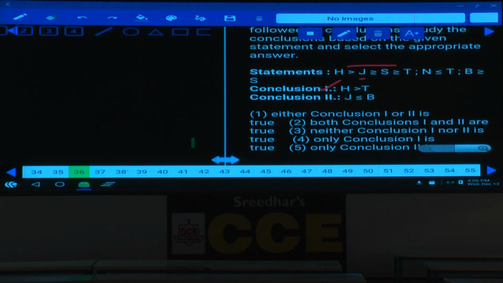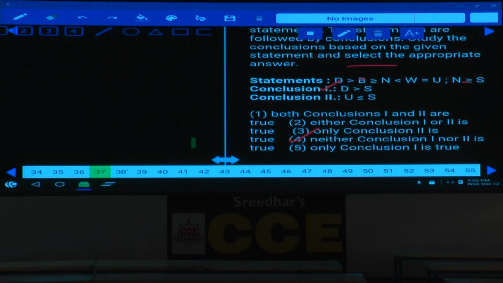Next one, J and B. J is here and B is here. Tell me which element is common between these two. S is common. Now J greater than or equals to S and B greater than or equals to S. As B is greater than or equals to S, S is lesser than or equals to B. Now between J and B, what is the relation here? There are two opposite symbols, greater than and lesser than, hence no relation can be drawn. Hence only conclusion 1 is true, choice 4.